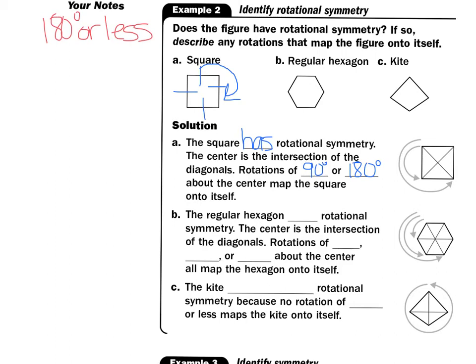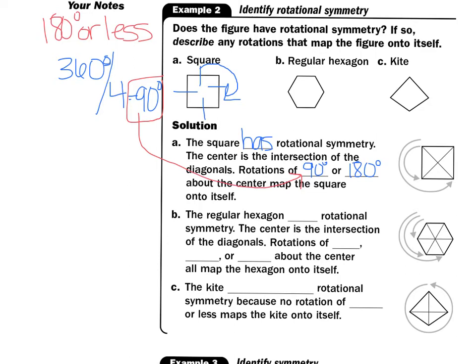Now a little trick is, remember, there's 360 degrees total it can turn. Well, since it has 4 congruent sides, if you divide 360 by 4, that's going to give you 90. So look, here is the 90, and look, the rotational symmetry is 90. So if there are congruent sides, you can also use the number of sides to find the rotational symmetry, just like we did the line of symmetry.